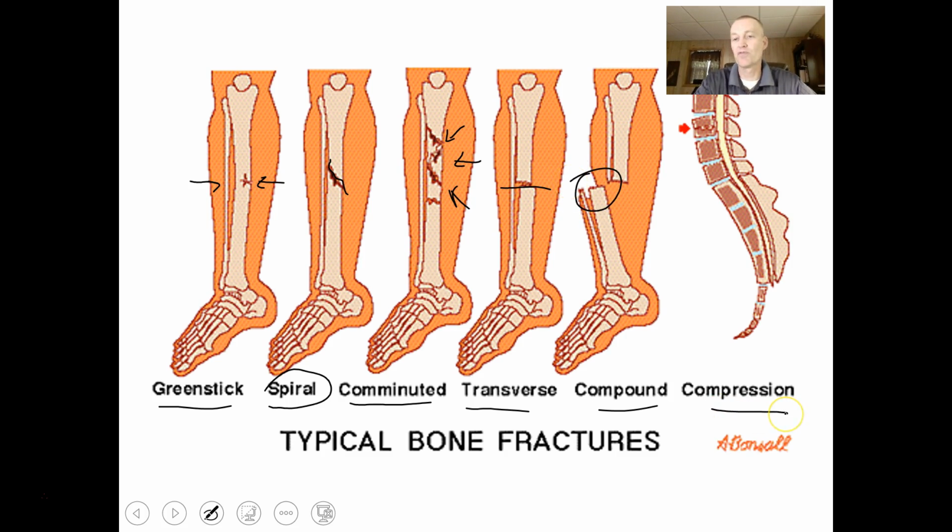And then a compression fracture is oftentimes what you get when you have osteoporosis. The gravity pulling down causes the weakened vertebrae, the body of the vertebrae, to collapse down on itself, and that's called a compression fracture. We oftentimes see these in older people or people that have falls. You can oftentimes have compression fractures.